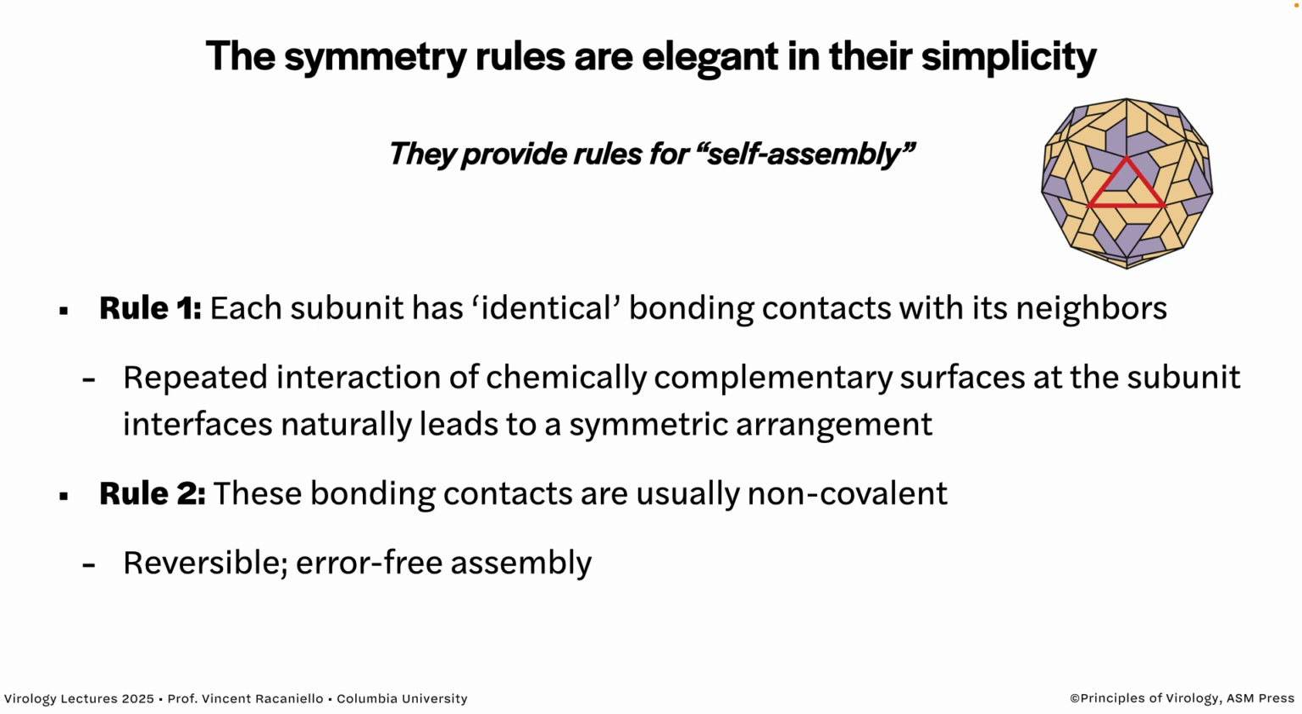So there are 2 rules for symmetry, and it explains how virus particles are built for the most part. First, each subunit, remember, protein subunit, has identical binding contacts with its neighbors. So you're getting repetitive interaction of chemically complementary surfaces. That gives you a symmetrical arrangement. And two, these contacts are not covalent, something we've already said before. So you can get reversible, error-free assembly. So those are the rules for self-assembly of virus particles.